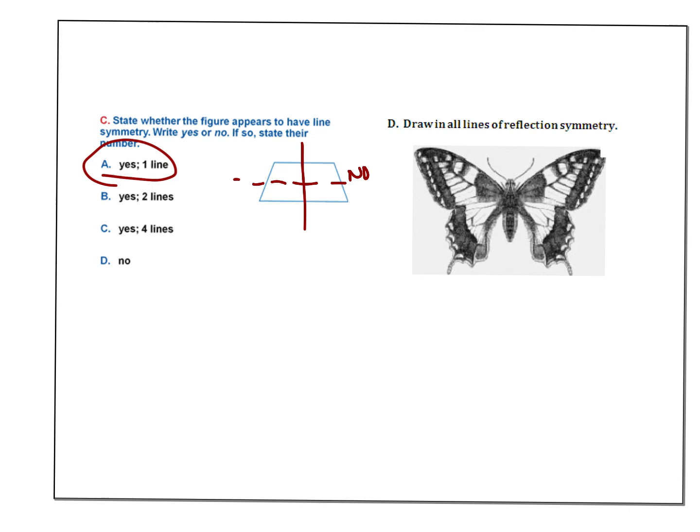Where are we going to find some symmetry in nature? We end up seeing it a lot of times on butterflies. So this ends up being my line of reflection symmetry. That's what I'm looking at.